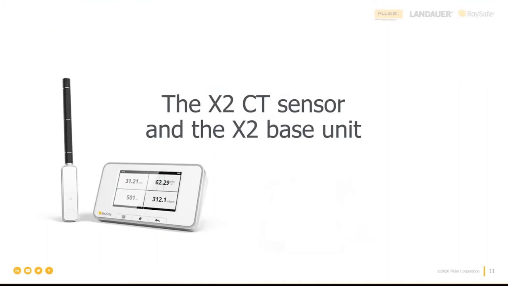Okay, so now we leave the CT machine behind for a while and take a look at the RaySafe X2 CT. The RaySafe X2 CT sensor depends on the X2 base unit and its user interface. The CT sensor is responsible for picking up the radiation, and the X2 base unit displays, controls, and stores the data. The CT sensor is an ion chamber designed for CT use, so it picks up radiation for a full 360-degree rotation of a CT X-ray tube.